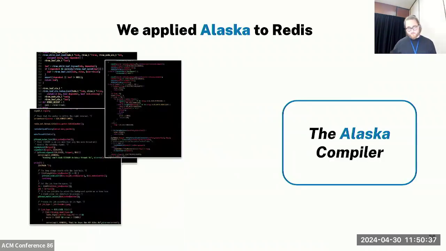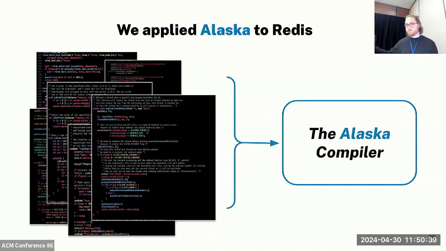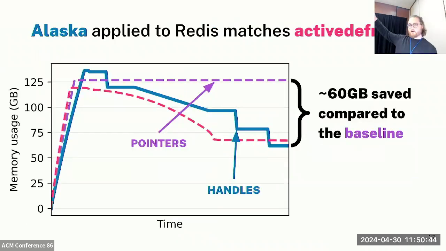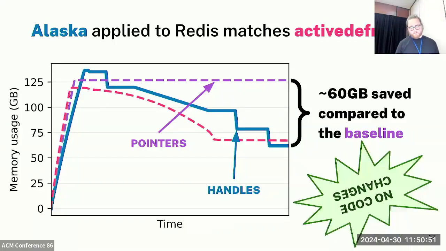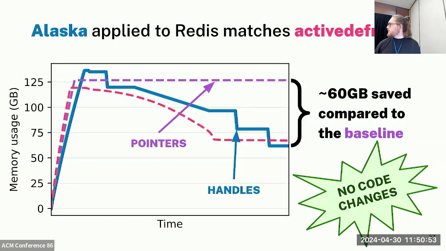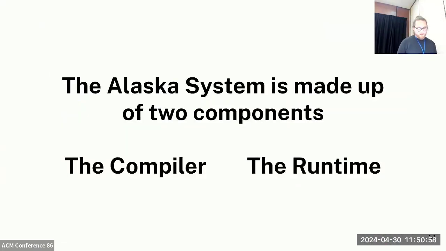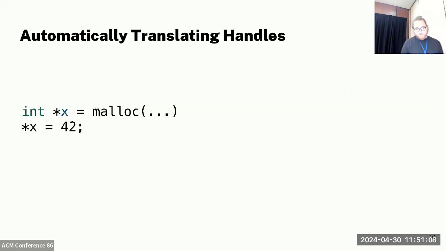For an example here, we took Redis entirely unmodified, we just git cloned it and swapped out the compiler. And we were able to, in blue here, defragment the heap with no changes, running. We just swap out the allocator and use handles. So that's all with no code changes, and we save on the order of the same memory as active defrag. This system is broken up into two components. I'm going to focus on the compiler here for time, but there's a little bit of runtime stuff at the end. So the compiler's main job is to automatically insert these translations.